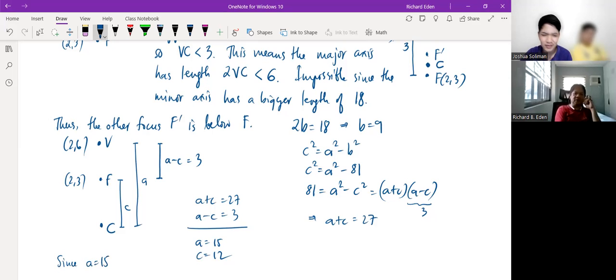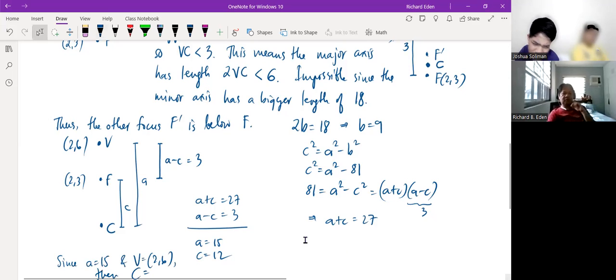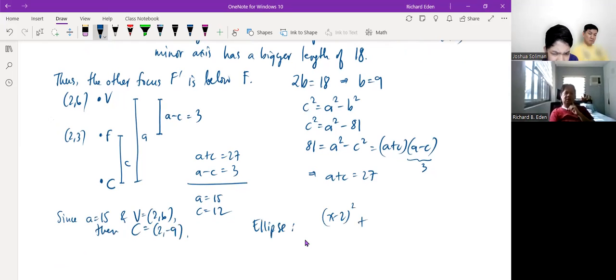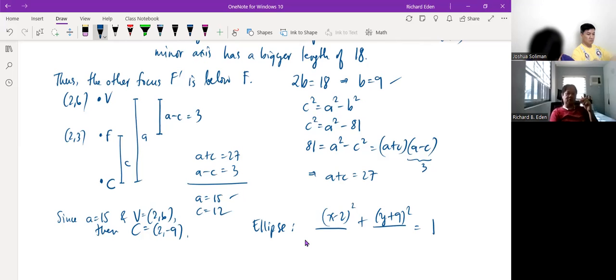A is equal to 15 and B is 2, 6, then the center would be 15 units below. So 2 comma negative 9. All right, so now we have the following equation for the ellipse: x minus 2 quantity squared plus y plus 9 quantity squared equals 1. And then we have A is 15, B is 9, and the ellipse is vertical. So 15 squared will go under the y part, and 9 squared will go under the x part.